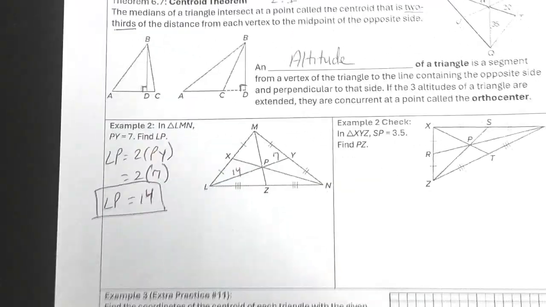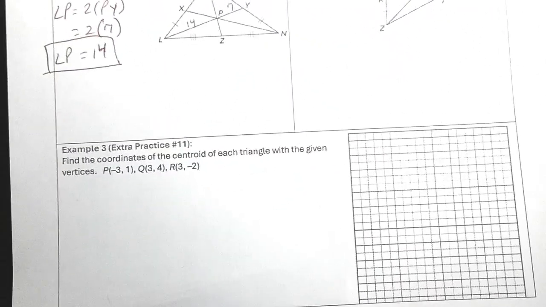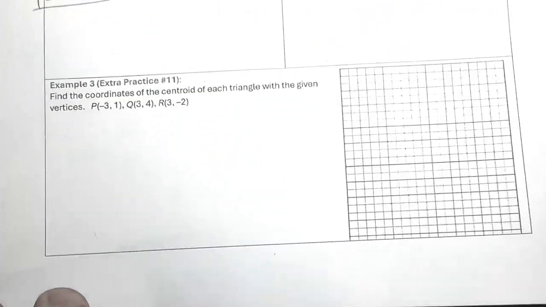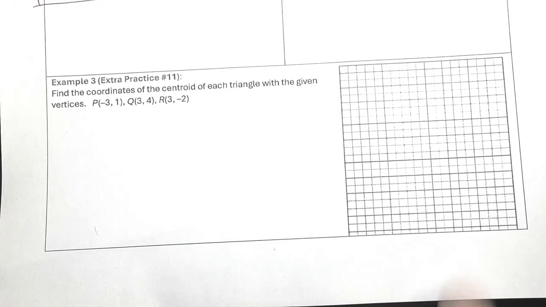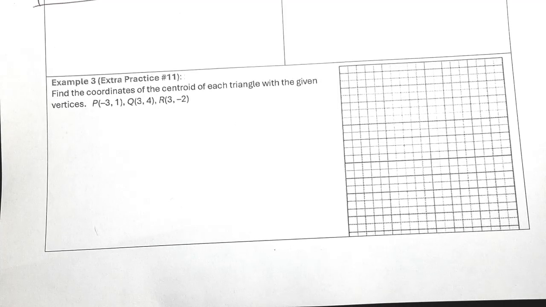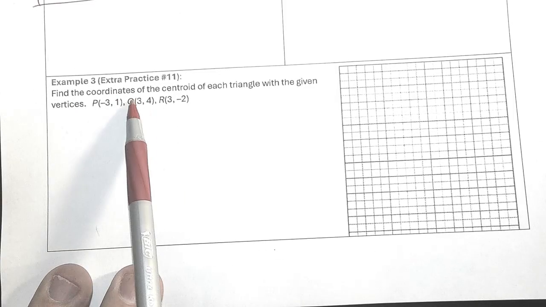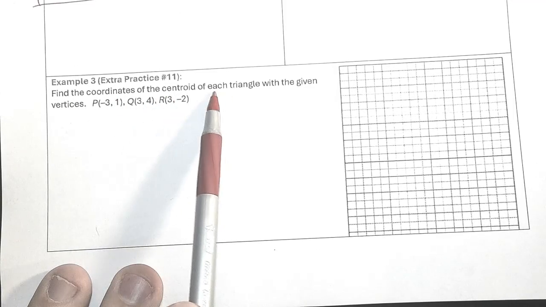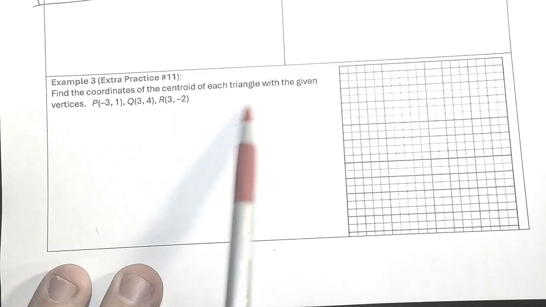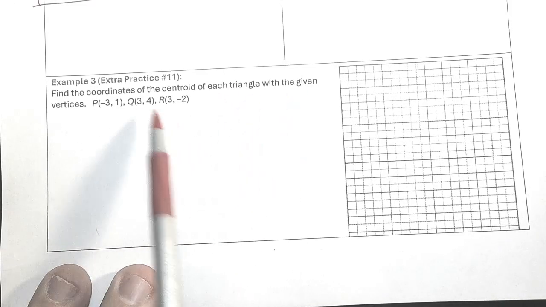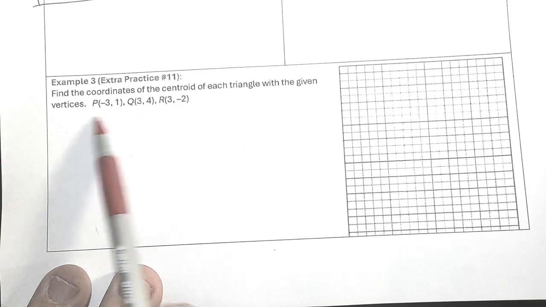Let's come down the page. Example 3. Now we have this over here. We don't need the graph, but I may graph it for you just so you can see it. It says, find the coordinates of the centroid of each triangle. Well, there's only one with the given vertices. So we have triangle PQR, and here are our vertices.